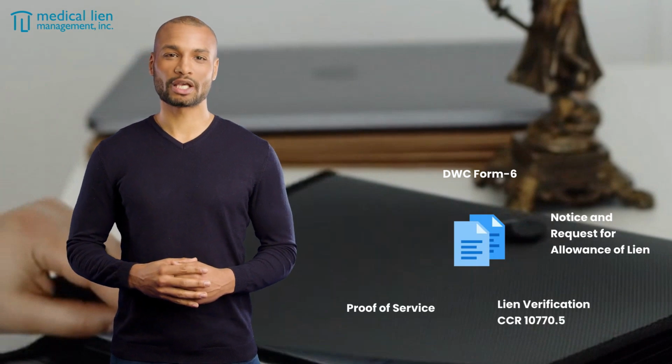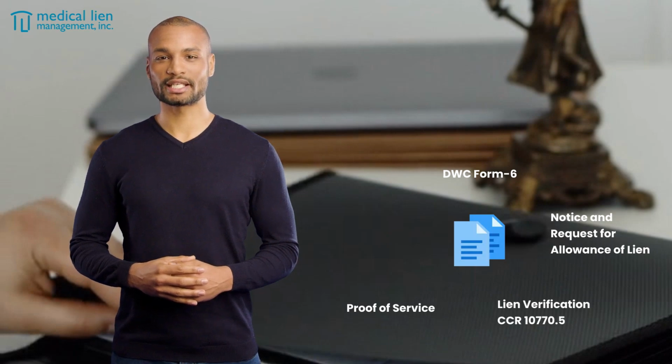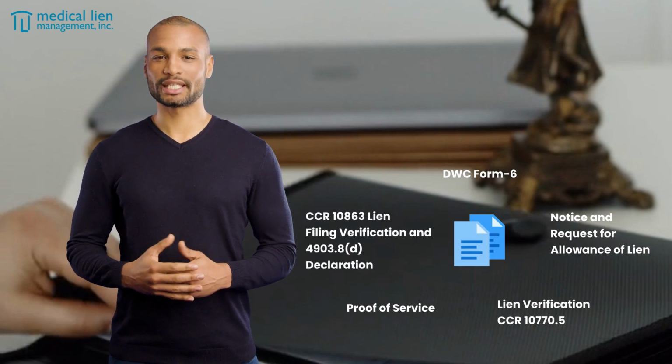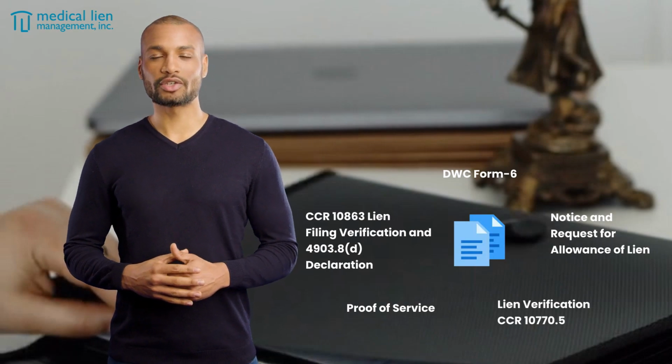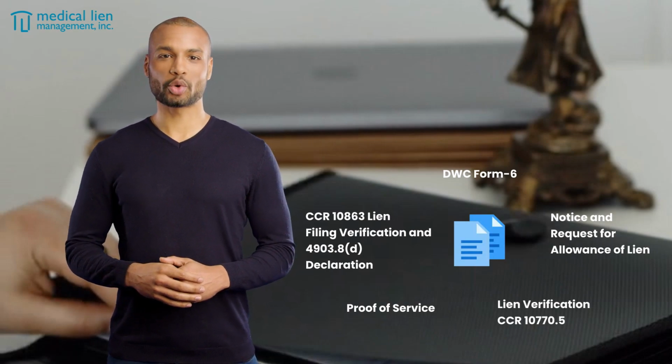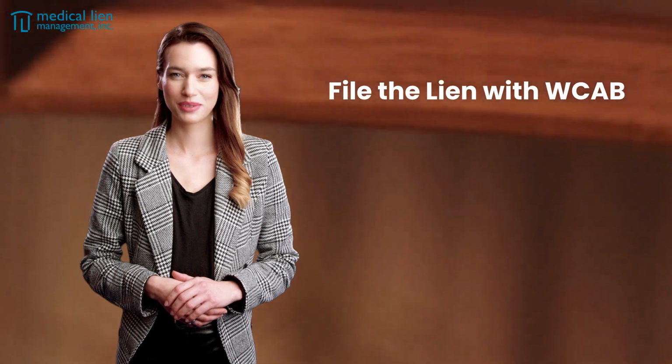Additional documents. To avoid any delays in the process, prepare the additional documents, CCR 10863 Lien Filing Verification, and 4903.8 Declaration. Send the original to your local WCAB office and copies to all the parties. File the lien with WCAB filing fee.